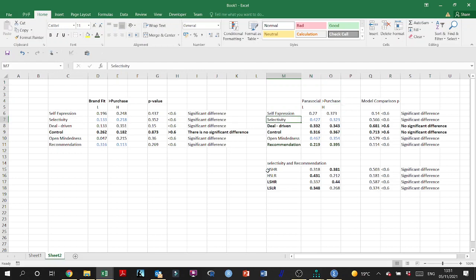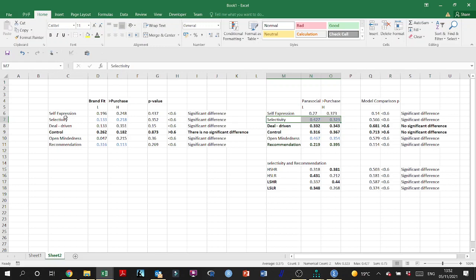Now, selectivity and recommendation we find compelling here. We need to focus on those that are already high in selectivity, but they should also be high in recommendation, so that I can have a higher influence on them as an influencer in the relationship on purchase intention. Otherwise, if they are only high in selectivity, that will give me an adverse effect.